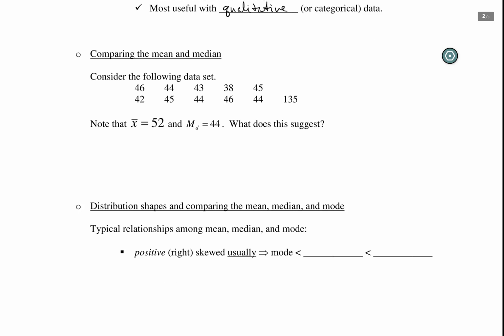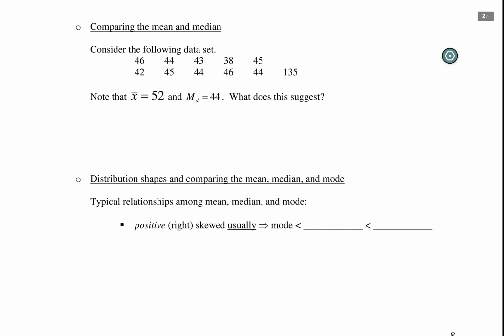Mean, median, and mode. Let's look at a couple of things comparing the mean and the median. Here's the data set. Now, if we were to compute the mean here, you may want to fast forward to this part, but x bar would be, you'd add up the observations: 46 plus 44 plus ... all those observations, the last one is 135. Divide by how many there are. Well, there are 11 observations there. That's n.